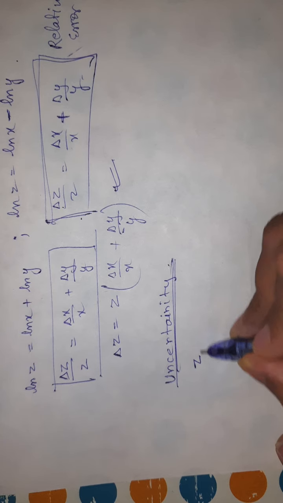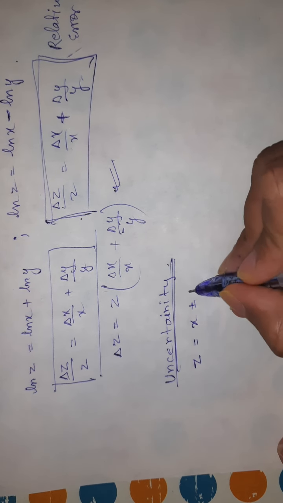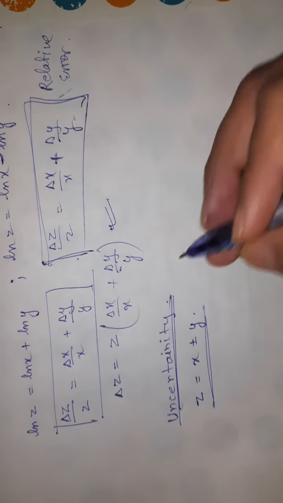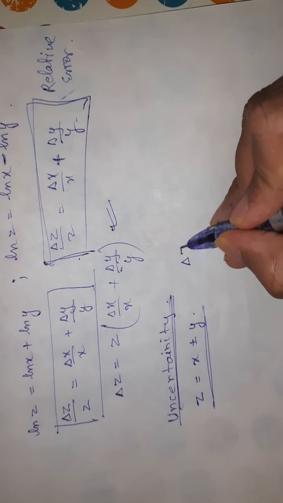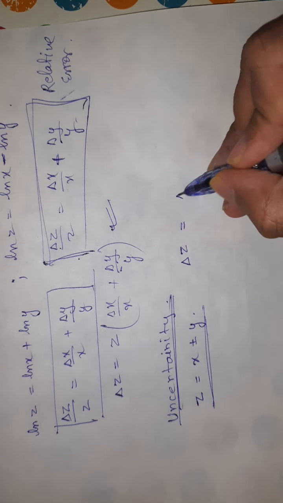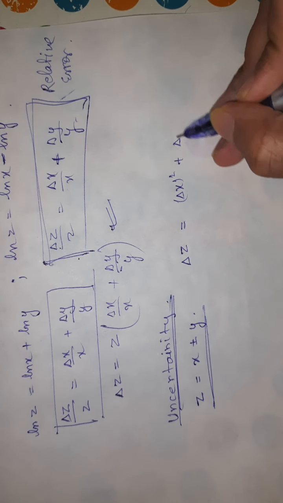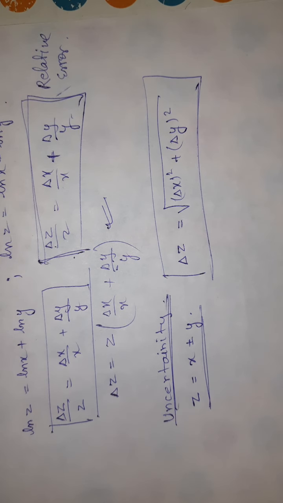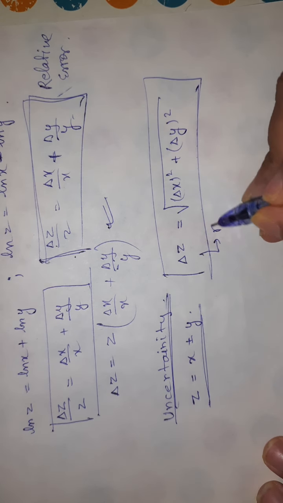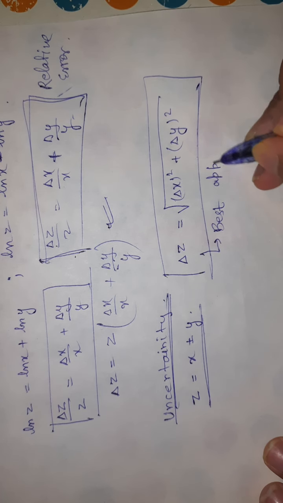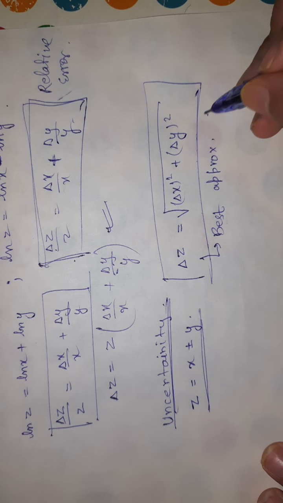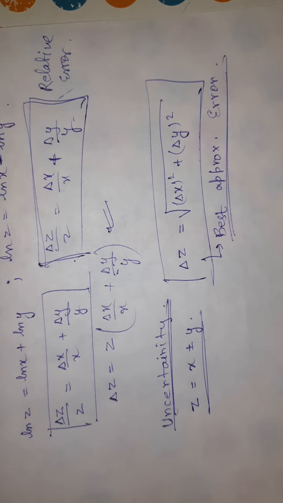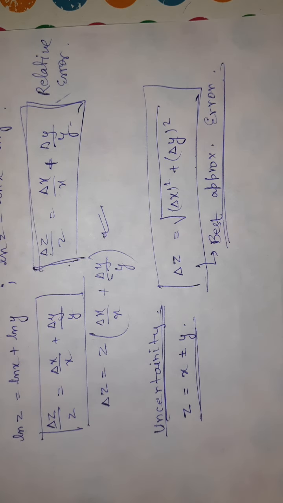So suppose we have z equals x plus or minus y. What is the uncertainty error in this equation for z? For z, the uncertainty in error is delta z equals the square root of delta x whole square plus delta y whole square. This you must remember, and this is also called the best approximate error, the best approximation that we can do. Remember that we always take the root mean square value.